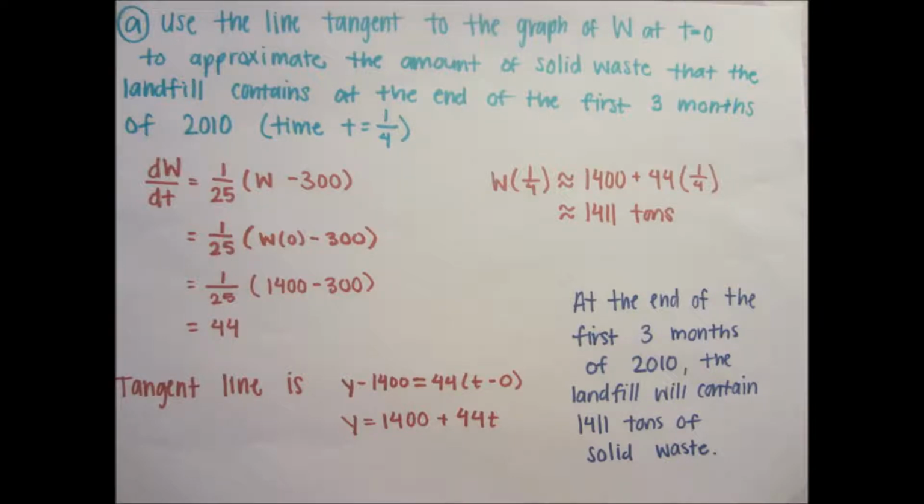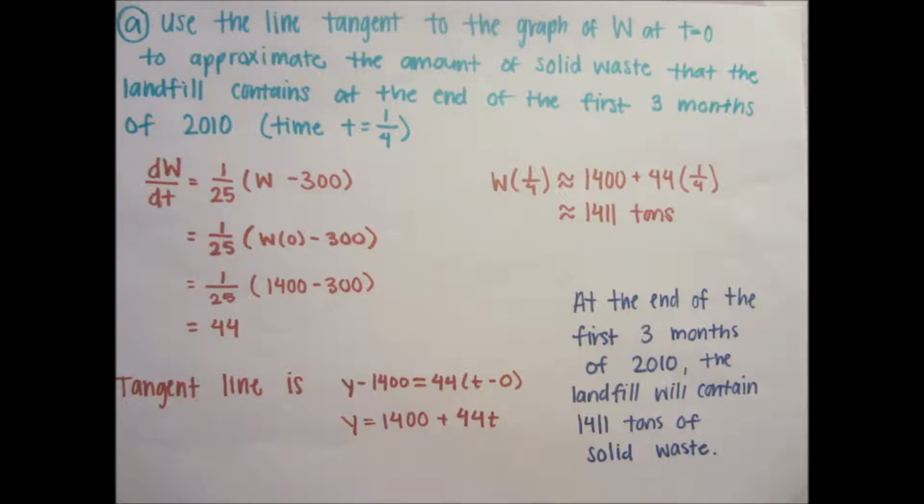We plug in 0 for t in the derivative function, which can be substituted with 1,400. We get 44 as the slope of the tangent line at t equals 0. Using point-slope form, we find the tangent line to be y equals 1,400 plus 44t.